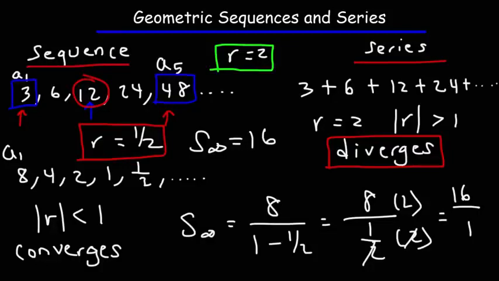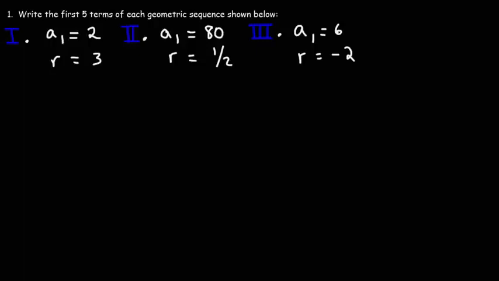So that's how you can calculate the sum of an infinite geometric series. The series must converge, and for that to happen, the absolute value of r has to be less than 1. If it's greater than 1, the series will diverge, and you won't be able to calculate the sum. Now let's work on some practice problems.